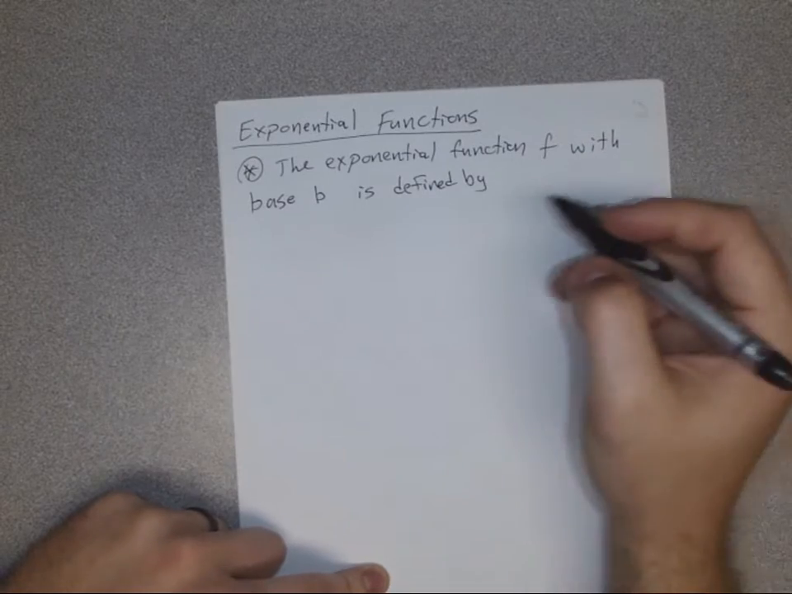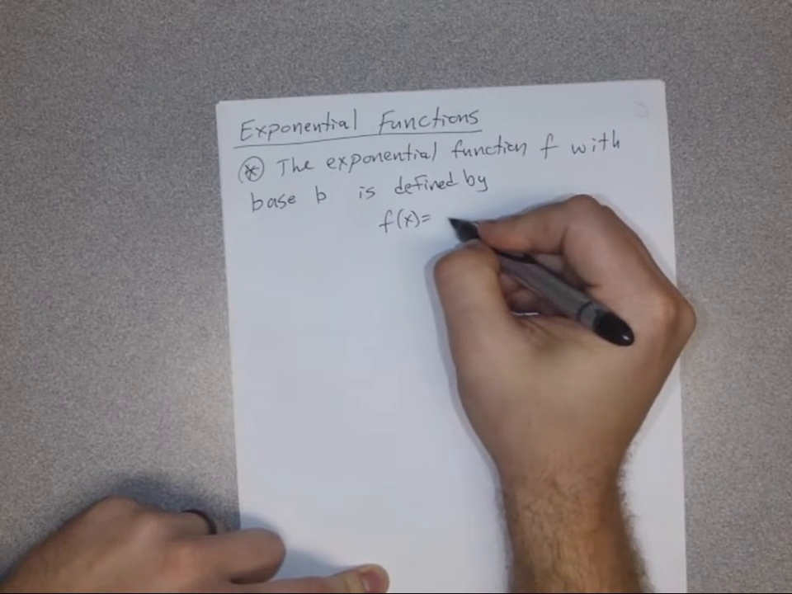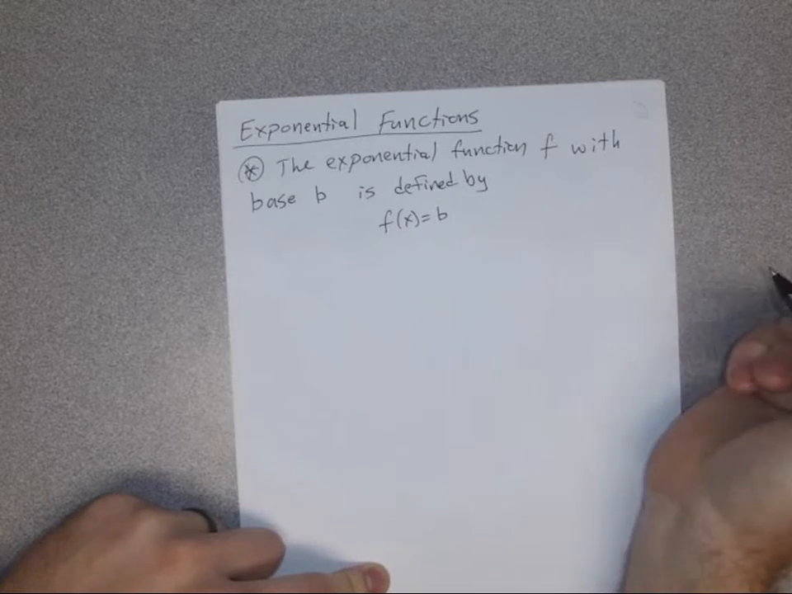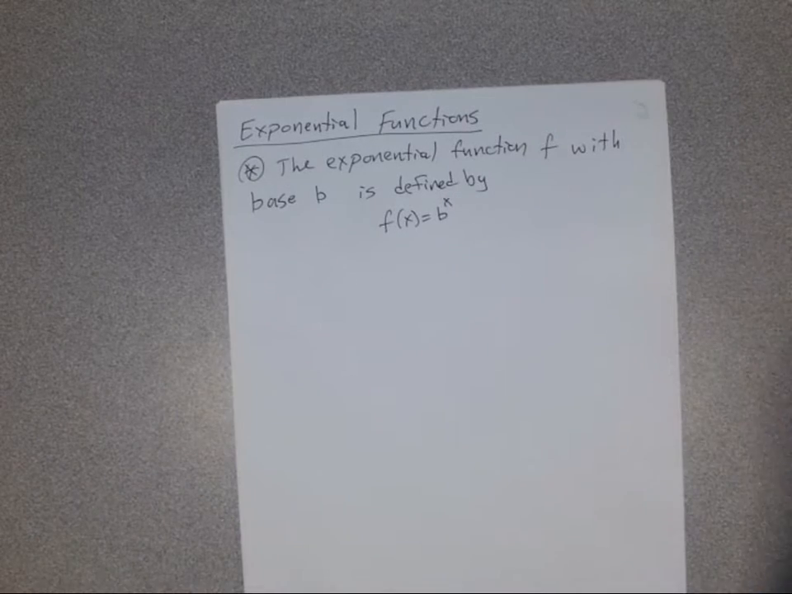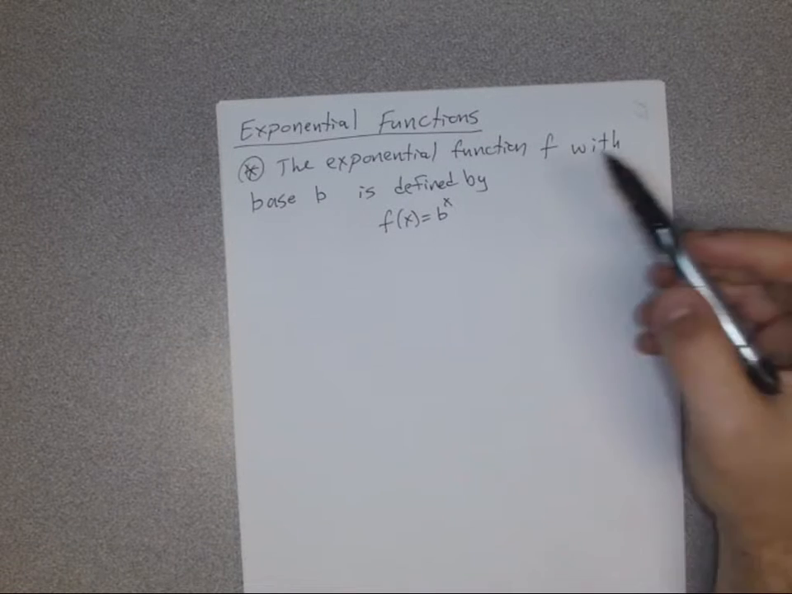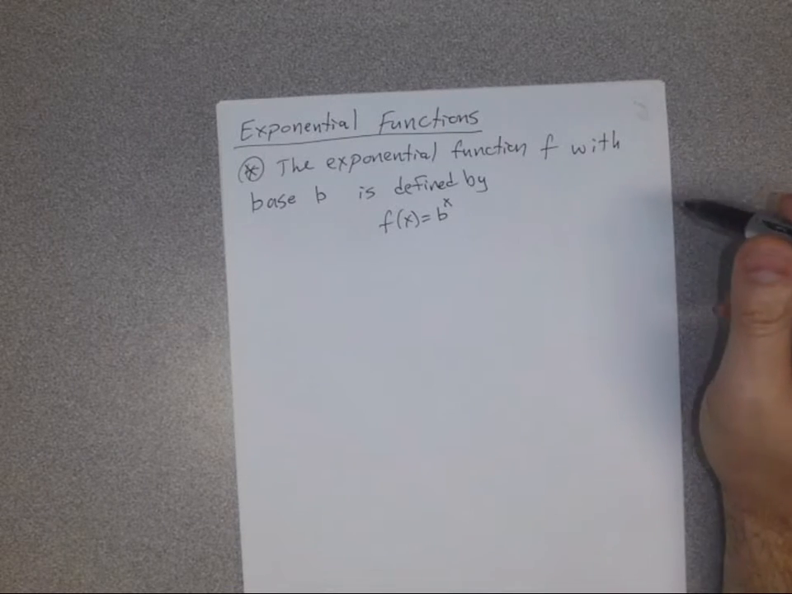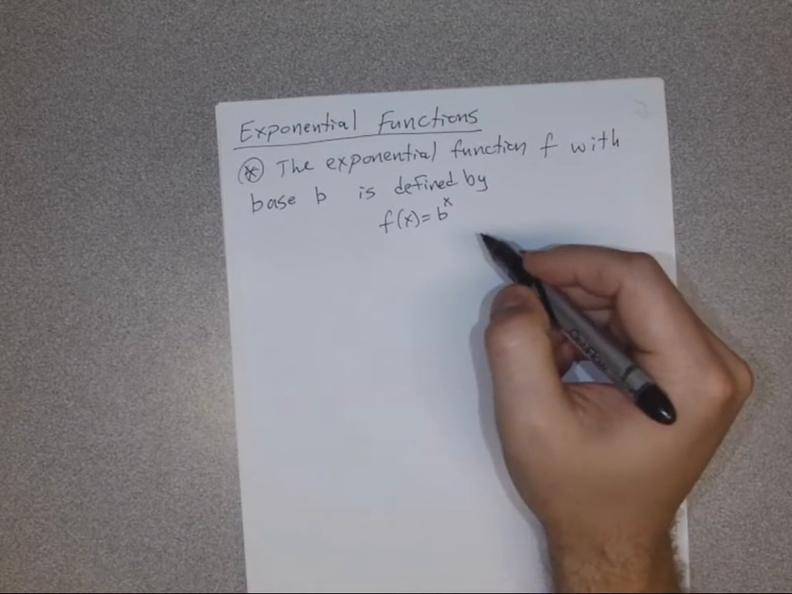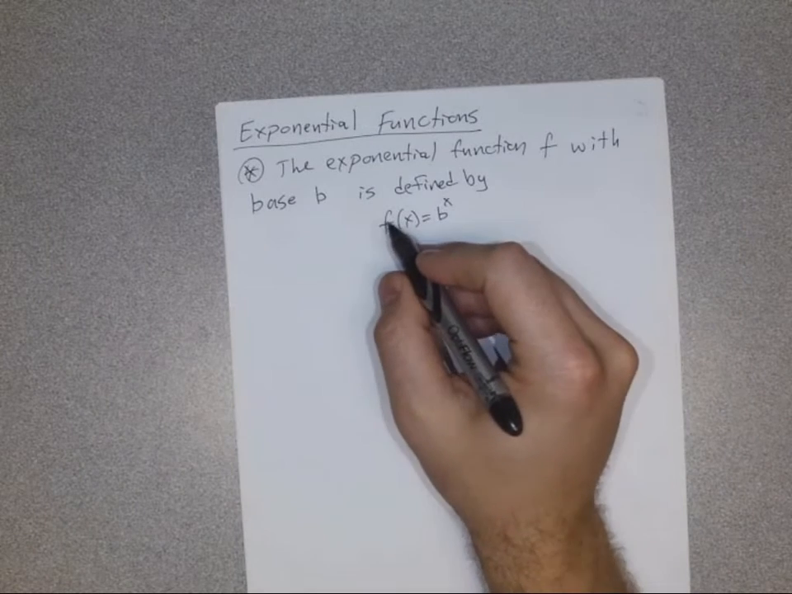and this is what it looks like, is defined by f of x equals b, your base, raised to the x power. So this is what an exponential function is doing. Our variable is now in the exponent. That's an exponential function. All right, and there are some special things we want here as far as b.